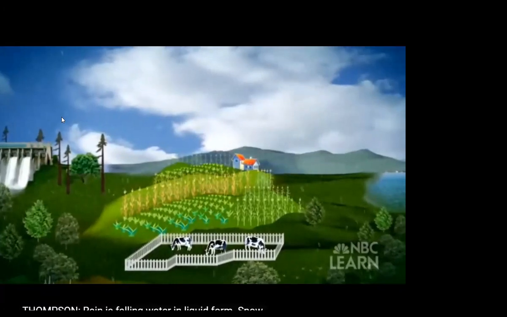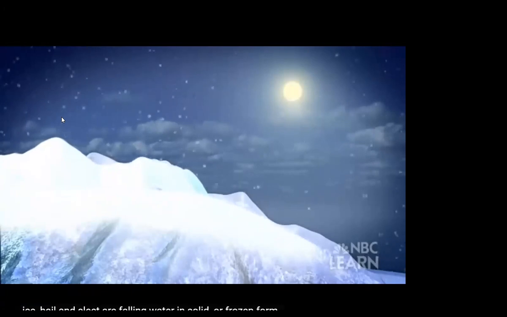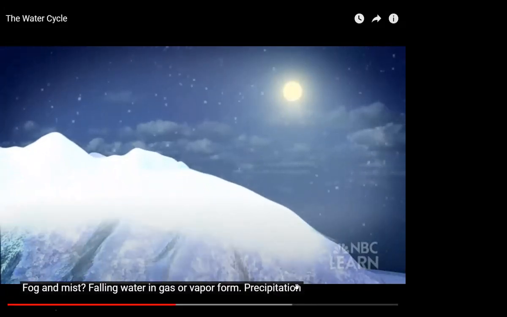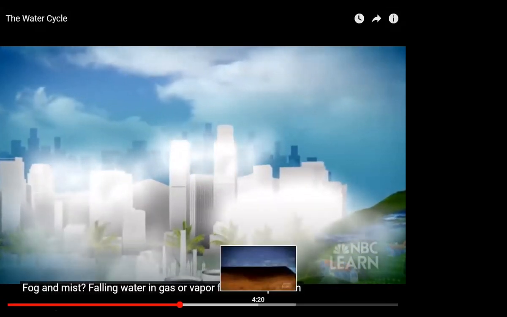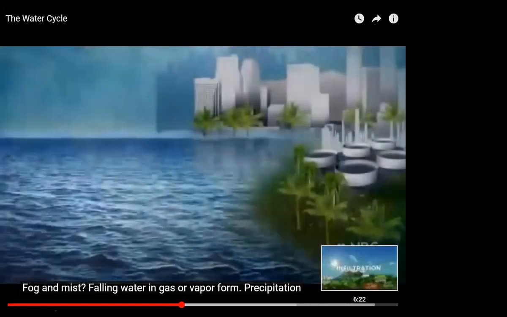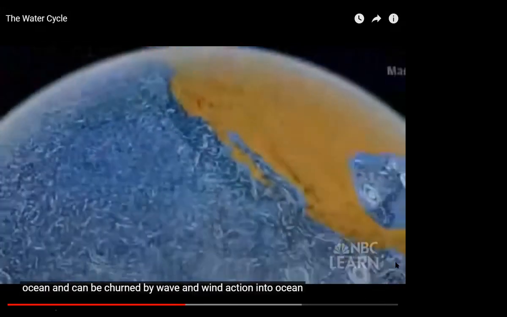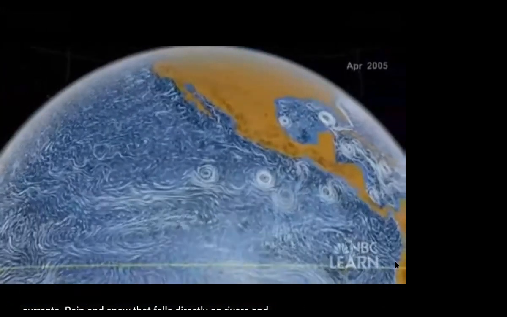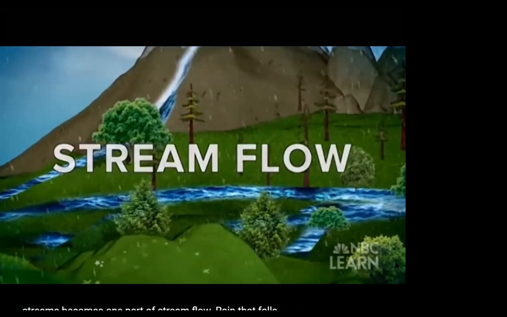Rain is falling water in liquid form. Snow, ice, hail, and sleet are falling water in solid or frozen form. Fog and mist, falling water in gas or vapor form. Precipitation that falls directly onto the oceans becomes part of surface ocean and can be churned by wave and wind action into ocean currents. Rain and snow that falls directly on rivers and streams becomes one part of stream flow.